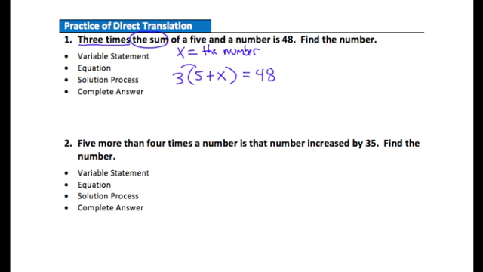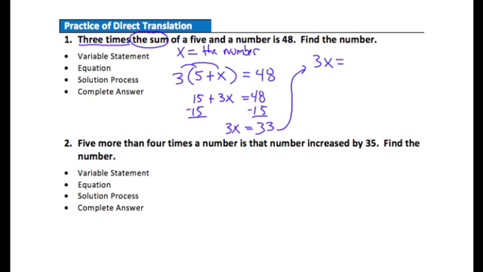Now we want to show our solution process. So I would distribute the 3. That would give me 15 plus 3x equals 48. Okay, and then minus 15. 48 minus 15, let's see, 33. Let's come up over here to finish. Divide both sides by 3. We come up with 11. And so now we want to answer the question, so we would say 11 is the number.